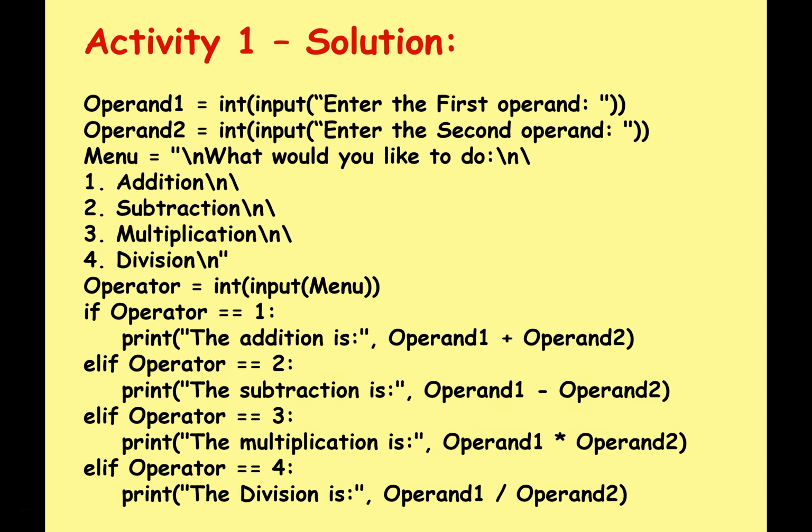So as you can see here, we're making the code very similar to the first if, except we're using elifs. And of course, we're just changing the symbol. So we've got the elif, operator equals 3, print the multiplication is, and then we are going to multiply it. Elif, the operator is 4, print the division is, and then just divide the numbers. So we take in two numbers, choose a menu option, and then perform an operation.